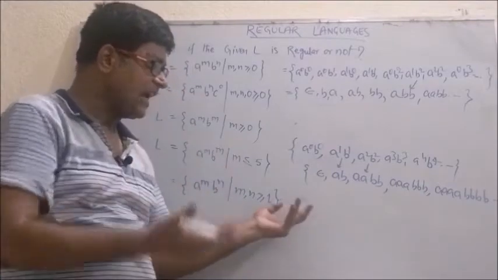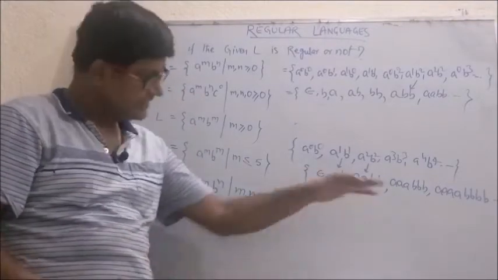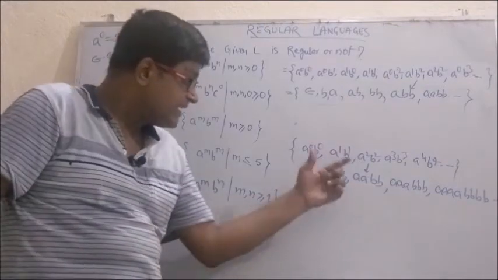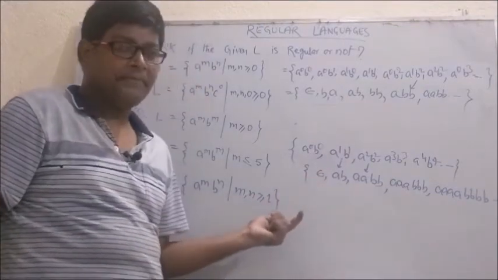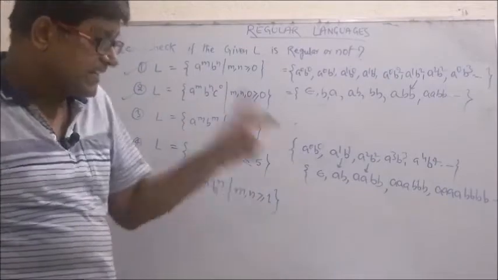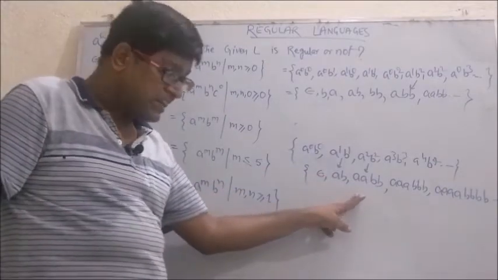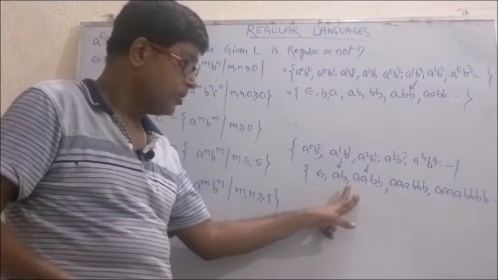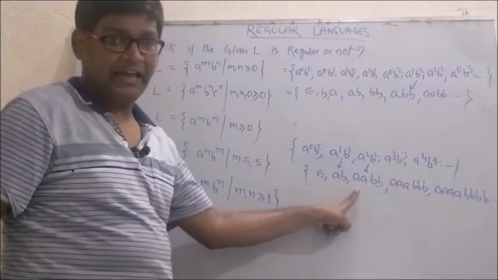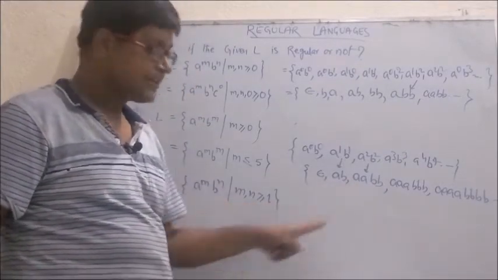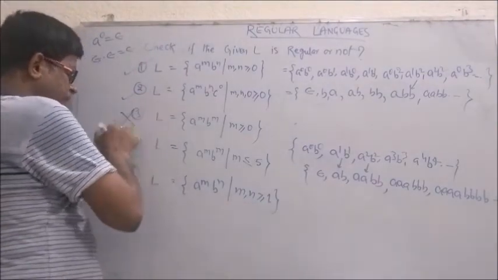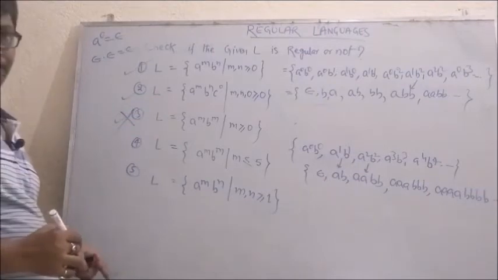So how will this language be accepted? It is a language, but this is not a regular language because it cannot be accepted by a finite automata. The reason is, to recognize this language, the finite automata would need memory so as to count that the number of A is equal to the number of B. That is why this is not your regular language, right?